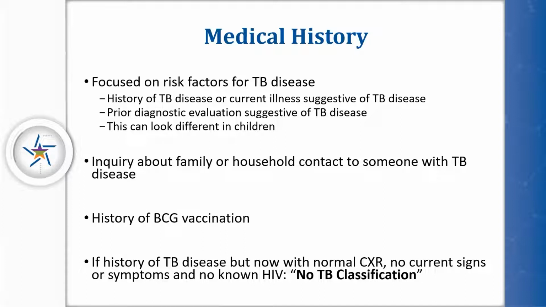Persistent TST positivity was around 17 to 20%. So let's just say about 20, 1 in 5 individuals will remain TST positive, but for many of them, the TST findings will fade. So you still want to know; the younger you are and the closer you are to having received that BCG vaccination, the more relevant it's going to be. But if they had a history of TB, but now they have a normal chest x-ray, they have no current signs or symptoms, and they're not known to be HIV positive, then they would receive a classification of no TB classification.